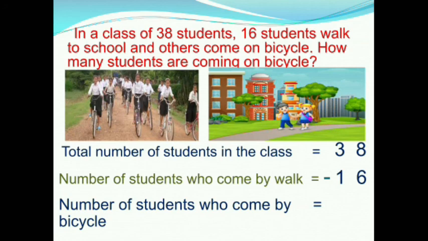Now we should find out number of students who come by bicycle. First we should subtract units place digits. They are 8 and 6. 8 minus 6 is equal to 2. Write 2 in units place. Next we should subtract tens place digits. They are 3 and 1. 3 minus 1 is equal to 2. Write 2 in tens place. Therefore, number of students who come by bicycle is 22.